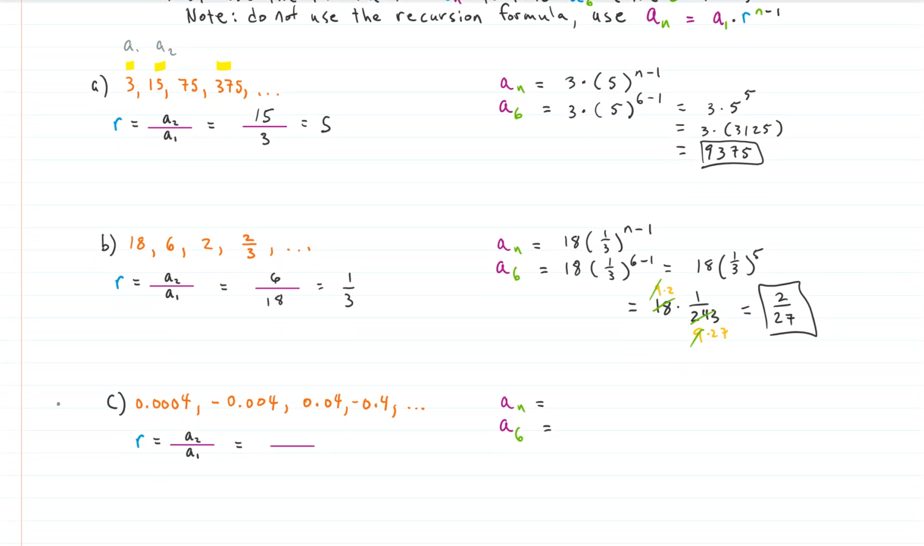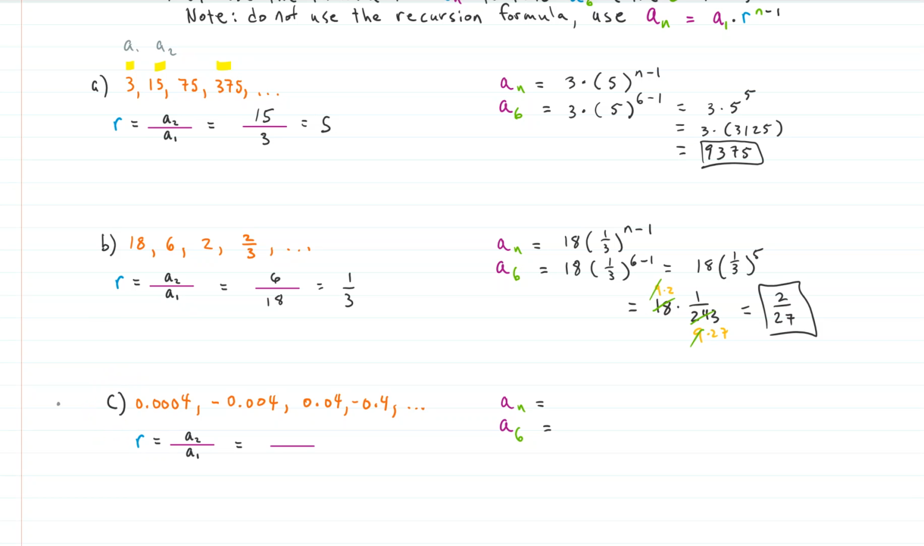Let's try our last problem here. C is our last problem, and the sequence is 0.0004, negative 0.004, positive 0.04, negative 0.4, and so on. It just keeps going on like that. This is a little more awkward, right? But we can still do it.